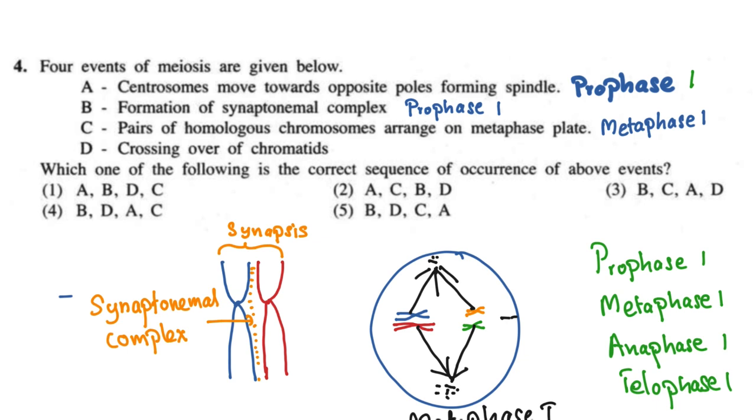Then D, crossing over of chromatids. Crossing over is the exchange of parts of these chromatids. So in crossing over, parts of chromatids break, exchange and rejoin at corresponding points. So here, if I take this same set of homologous chromosomes, in crossing over, they exchange parts of chromatids.